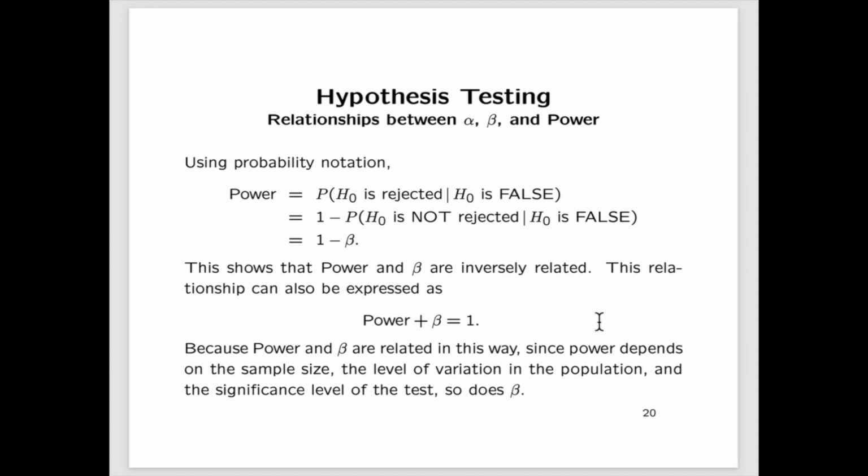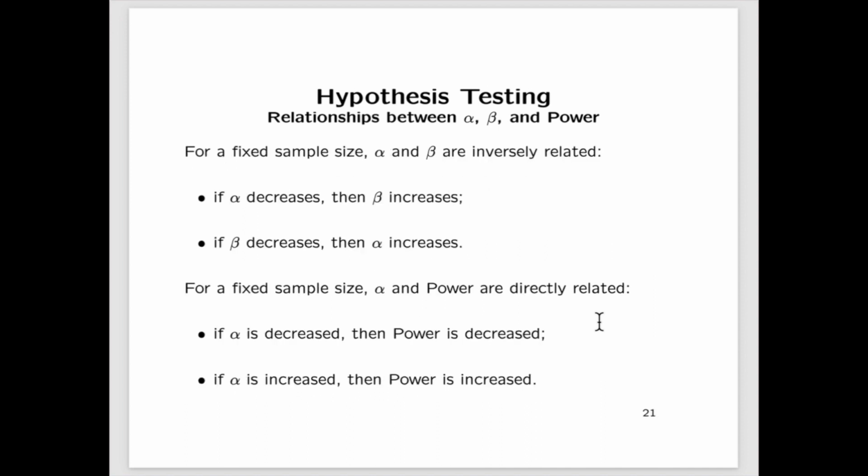So whereas alpha is a single number that is set by the researcher, beta is a function of these other quantities, including the significance level. Now let's think about the additional relationships between alpha, beta, and power. For a fixed sample size, alpha and beta are inversely related. In other words, if alpha decreases, then beta increases. If beta decreases, then alpha increases.